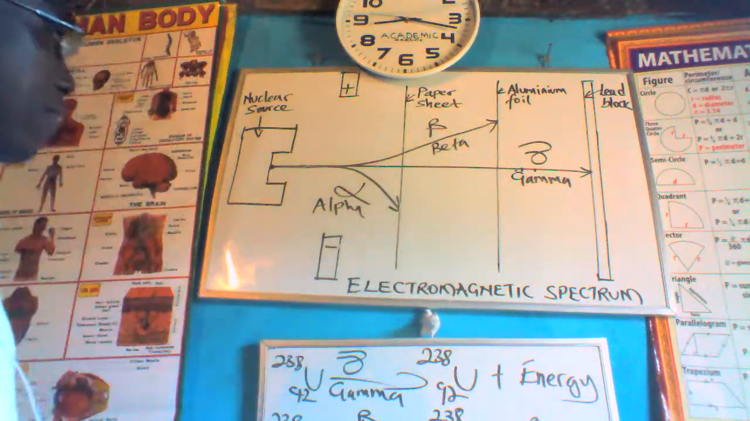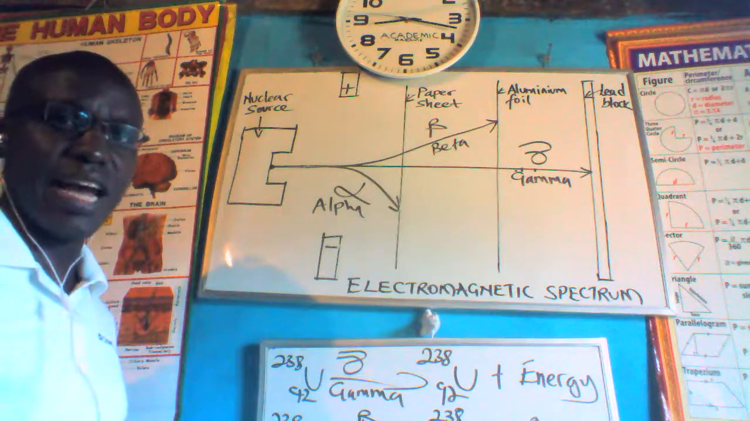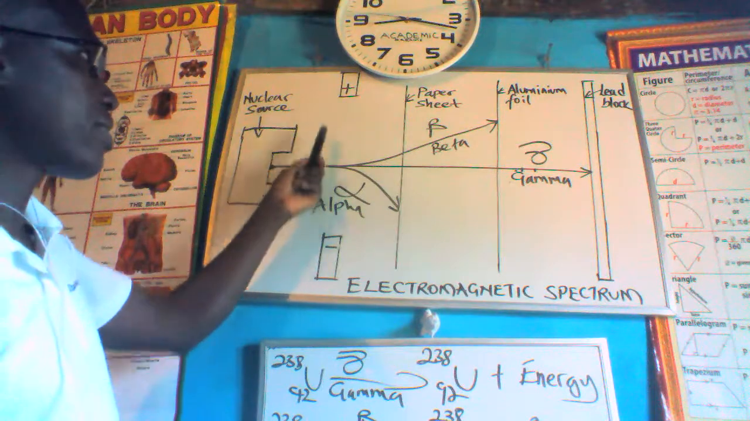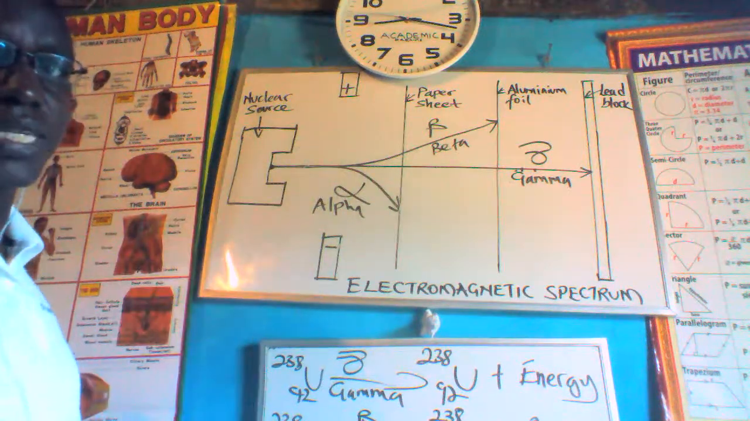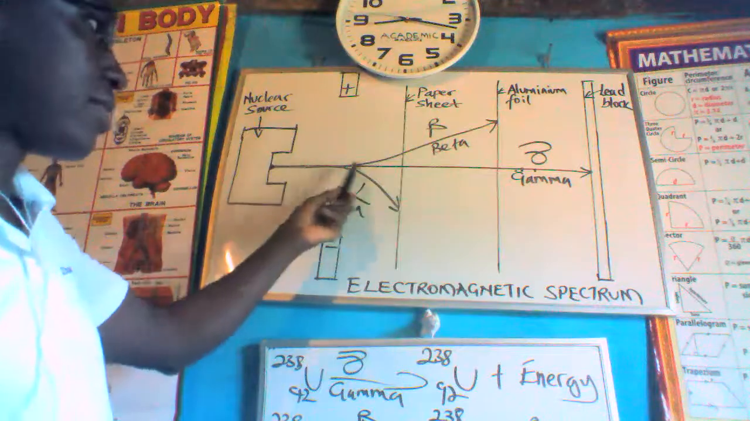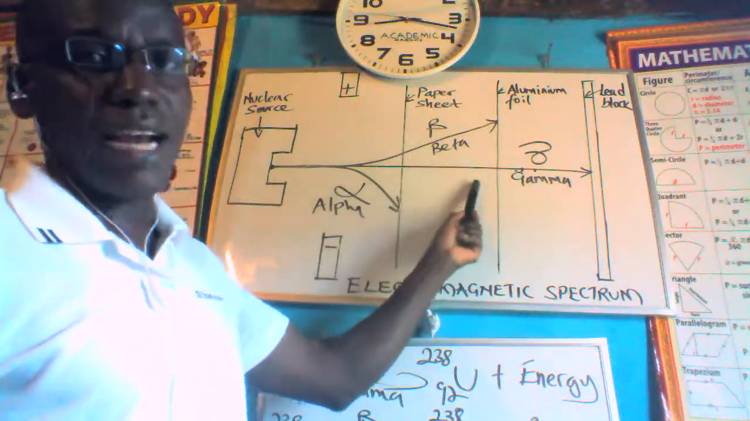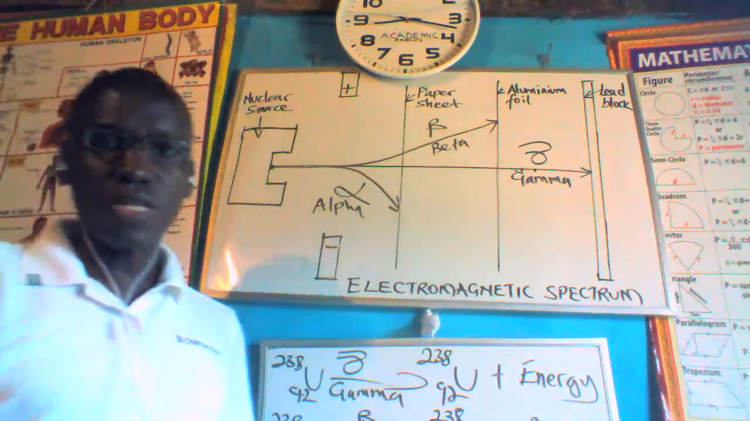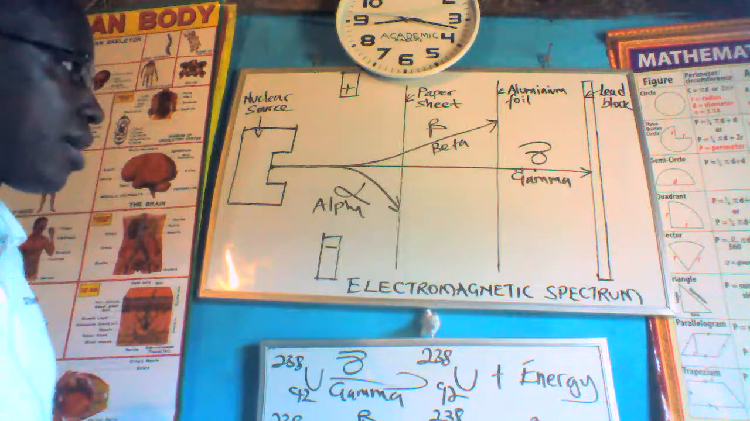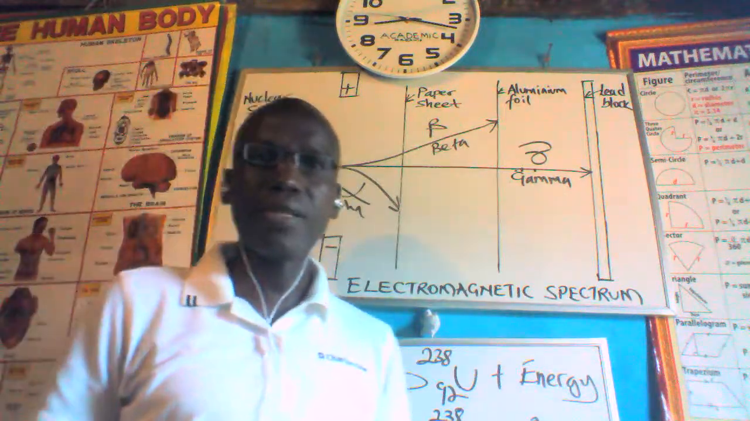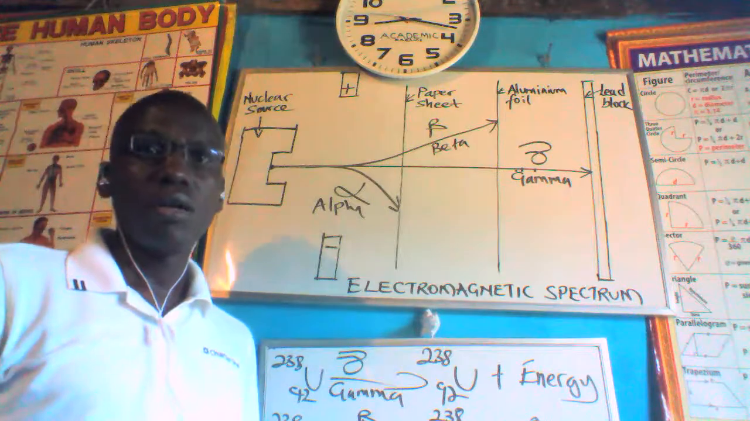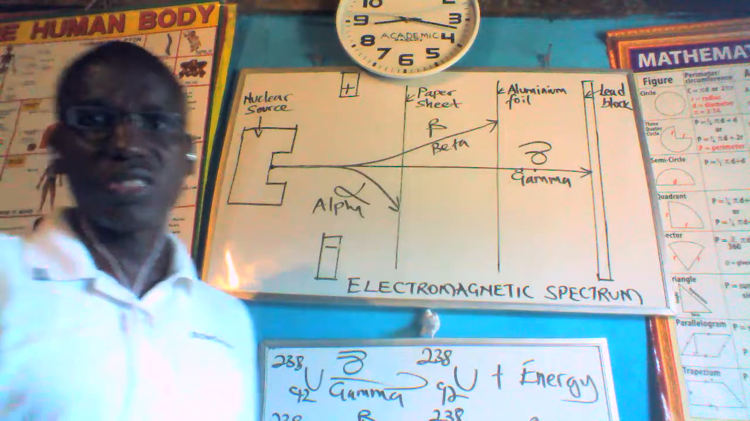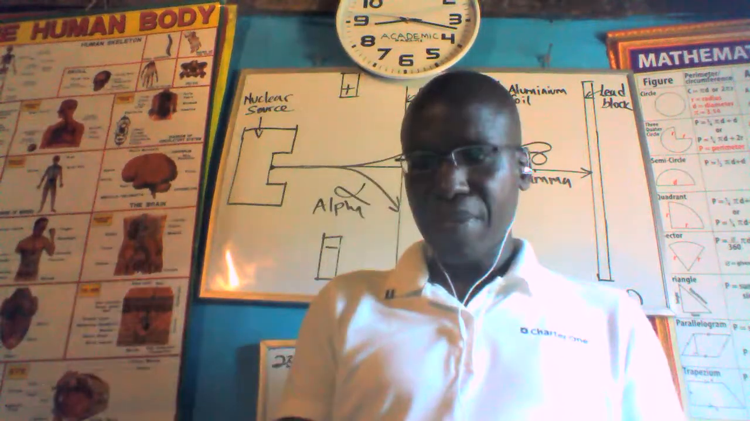Number 3, the gamma ray is uncharged, neither positive nor negative, and therefore it does not deflect either to the positive or negative terminal. It has high penetrating power. It goes past the thin sheet of paper, past the aluminum foil, but is stopped by the lead block. Within the nuclear industry, what happens is that we need to have a nuclear reactor, a compartment which is inbuilt with a lead block, because the lead block is the ultimate stopping agent for all radiations.